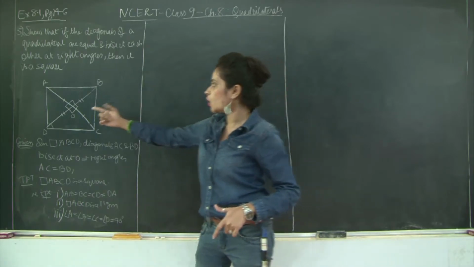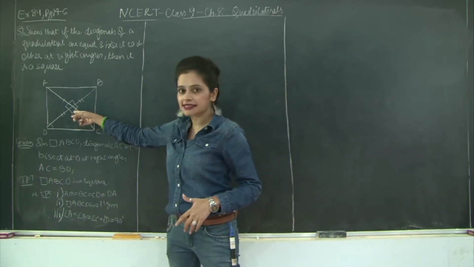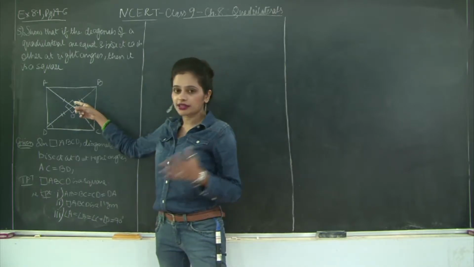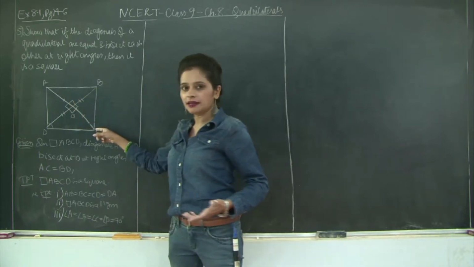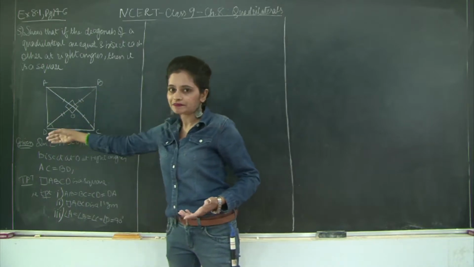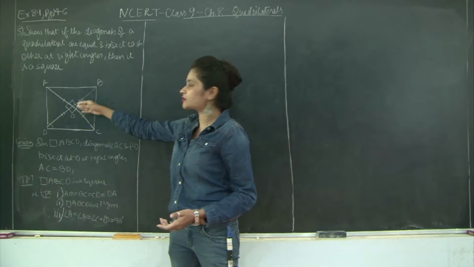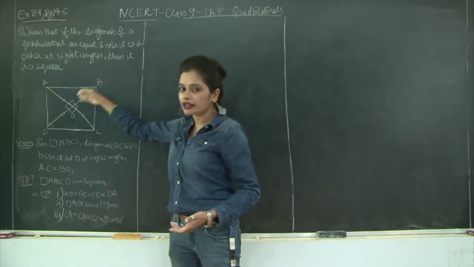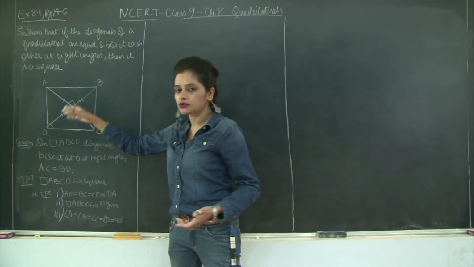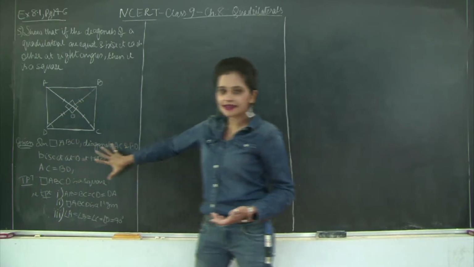That means O is the bisector because they are getting intersected at point O. So this implies that OA is equal to OC and OB is equal to OD, as well as they are bisecting each other at right angles. Therefore, each of these angles, angle AOB is equal to angle BOC is equal to angle COD is equal to angle DOA. So this is our given data.